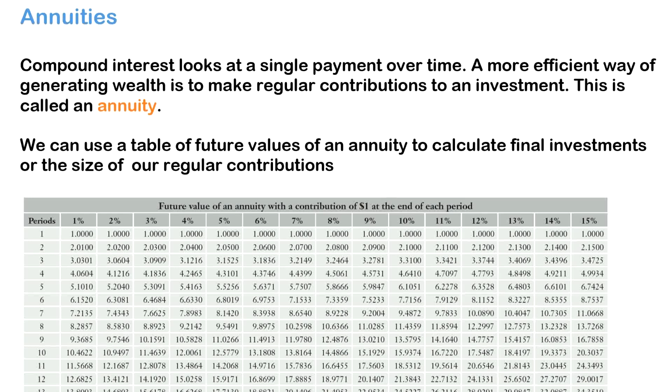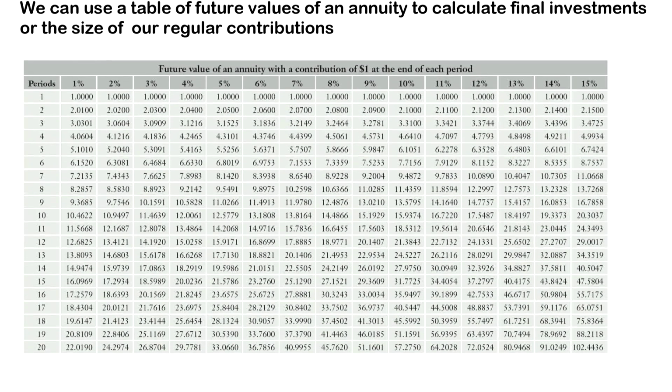Usually we can use a table of future values of an annuity to calculate the final investment, or the size of the regular contributions we need to make if we have a goal. On your screen is an example of this. How you read it is, along the top is your percentage per period. If I was saying 4% per annum, I would be looking at this column here. On the left is your periods. It could be months or years. If I was making an investment for 15 months, I would look down here.